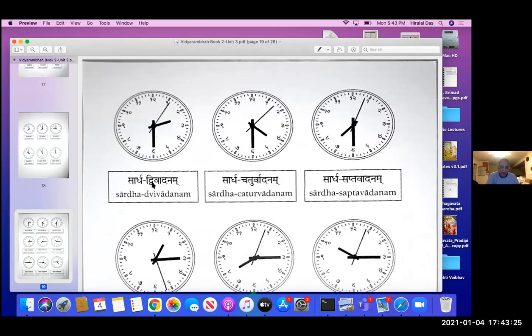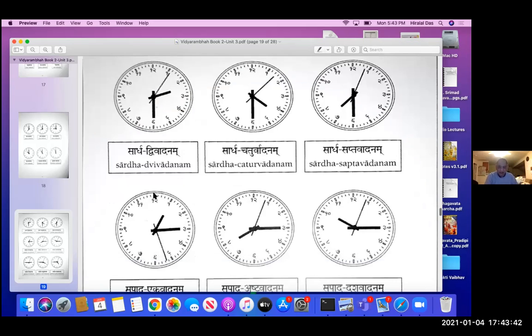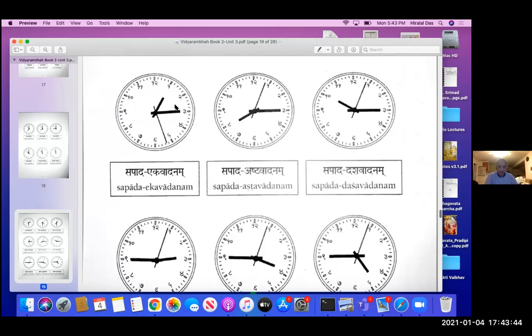So 30 minutes past 2:30. So Dvivadanam. So Sardha Dvivadanam. Okay. So similarly, past we have to, past of that particular hour. Yeah. So Sapad, okay, this is Sardha. Here is Sapad. This is Sapad.